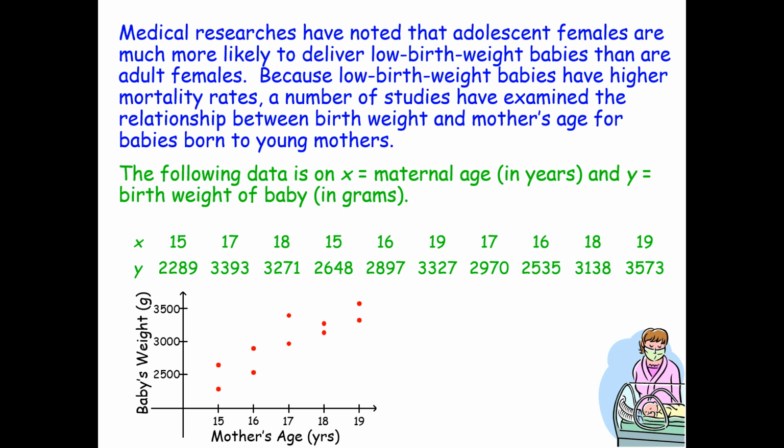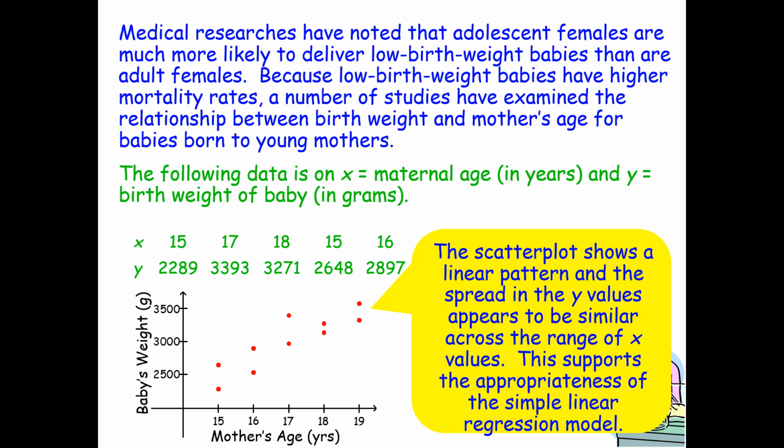Now the scatter plot shows a linear pattern, and the spread in the Y values appears to be similar across the range of the X values. This supports the appropriateness of the simple linear regression model.